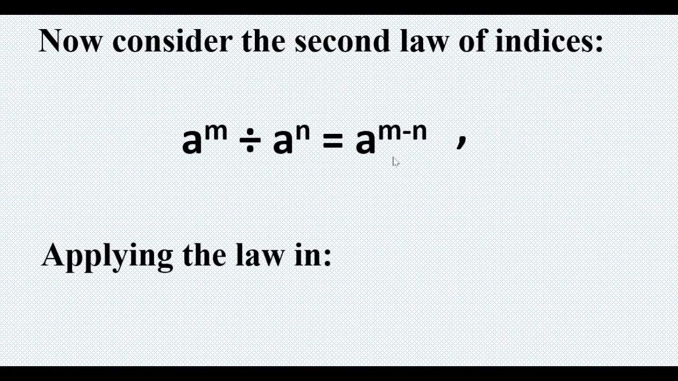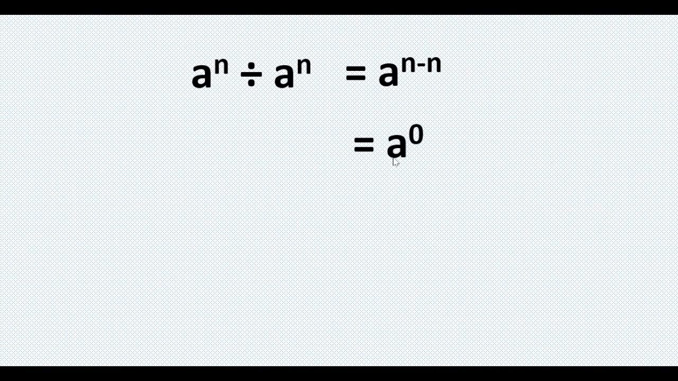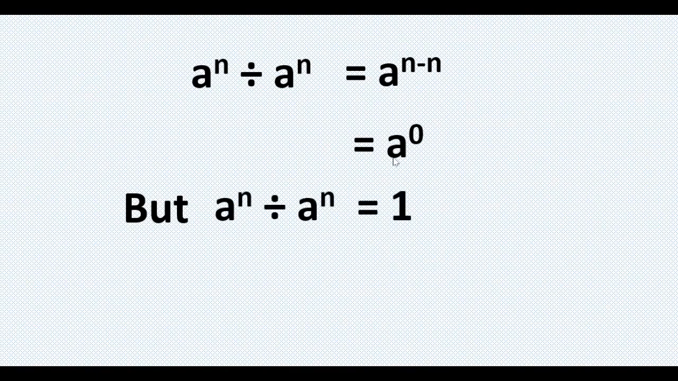Therefore, applying this law in our earlier expression, a power n divided by a power n can be expressed as a common base raised to n minus n. n minus n is 0, and therefore this becomes a power 0. But we had seen earlier that a power n divided by a power n is equal to 1.